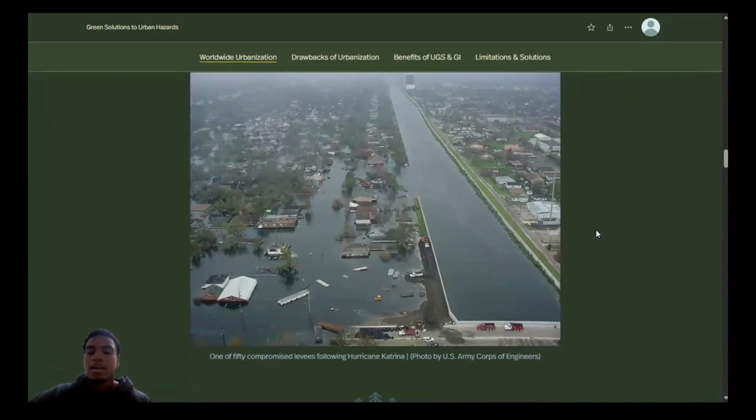So in our current society, especially in the US, we tend to use technology to control natural systems rather than work with natural systems. And as a result, we have instances like this, where one of the levees in New Orleans failed during Hurricane Katrina. And this just really shows that as urban cities expand and natural systems change with climate change, our urban cities are going to become more vulnerable to environmental hazards.